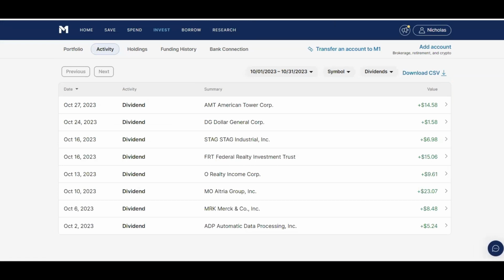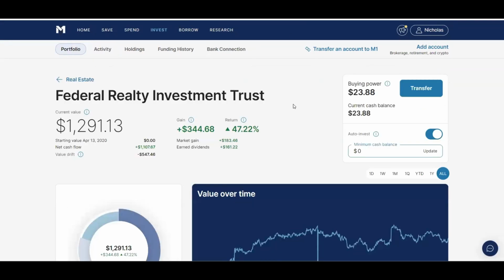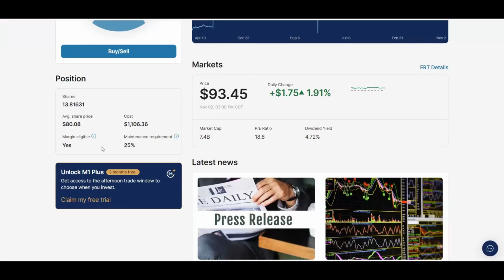So next, on October 16th, I received two dividends, $15.06 from FRT, and then $6.98 from Stag, putting me at $68.44. And that was the last dividend I received from Stag because I did sell it so I could buy more O. As you can see, I have just under $1,300 in FRT, 13.81 shares, an average price of $80.08. And then it has a current price of $93.45.